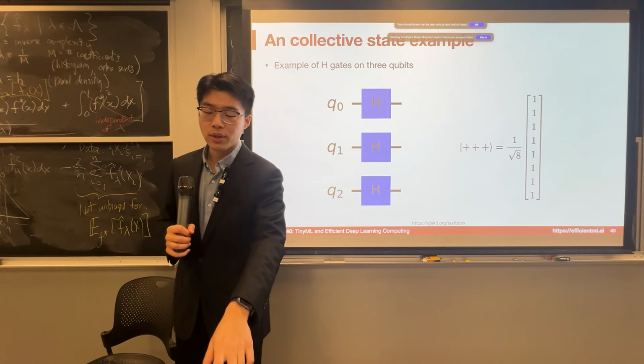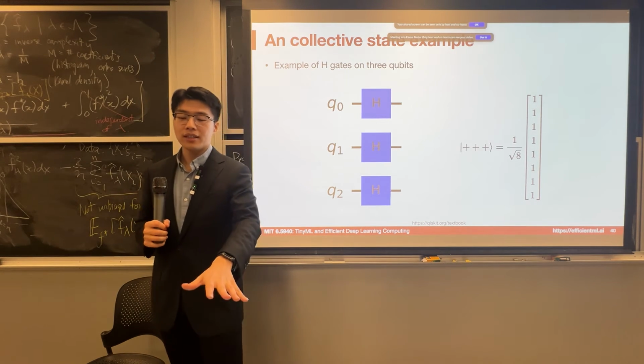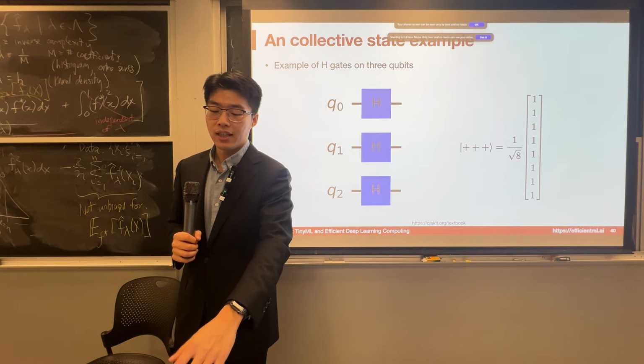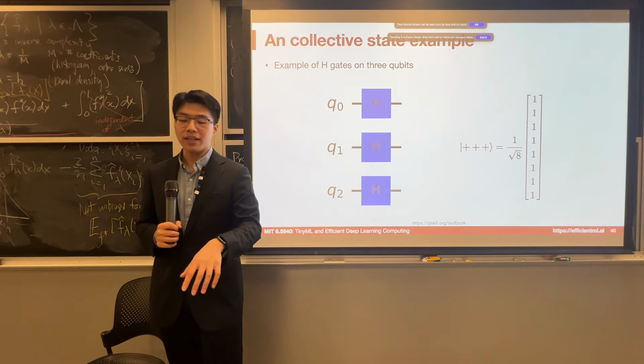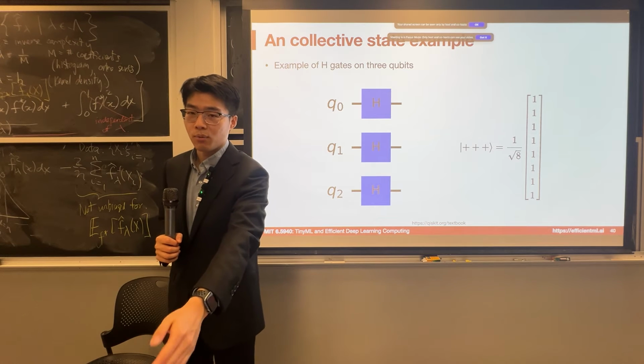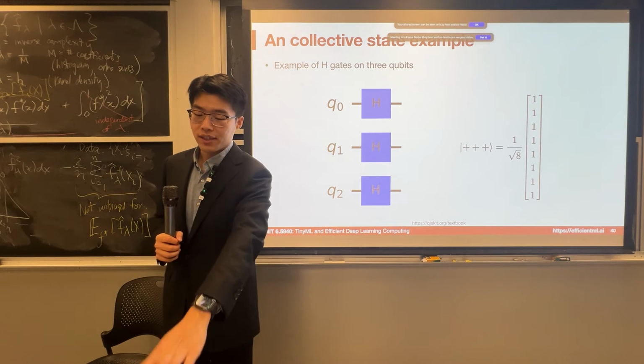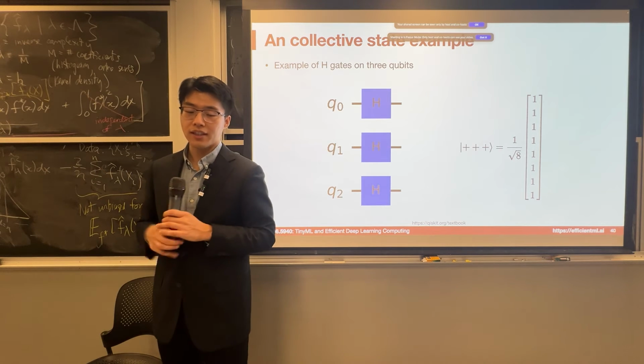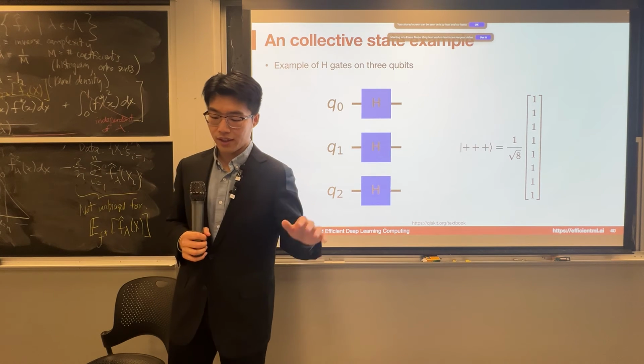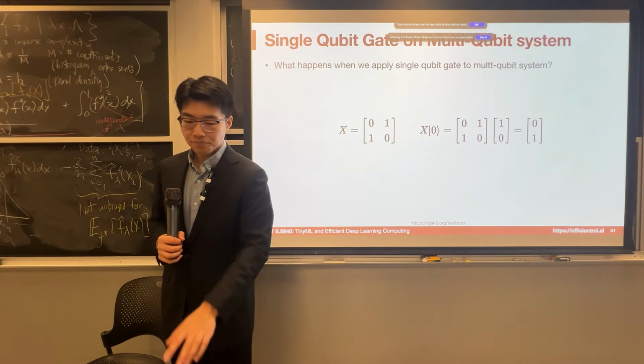So we can create this all plus state. Sorry, it's an all plus state, which is 1 over square root of 8 of all the states, each with amplitude 1. So these 3 gates can create this very interesting, equally distributed state.